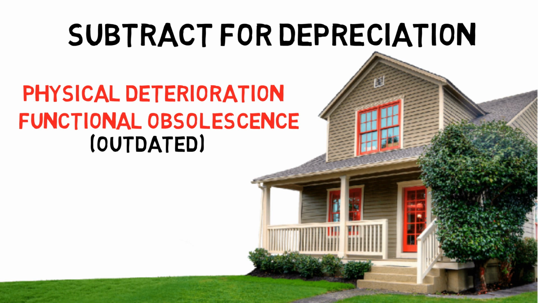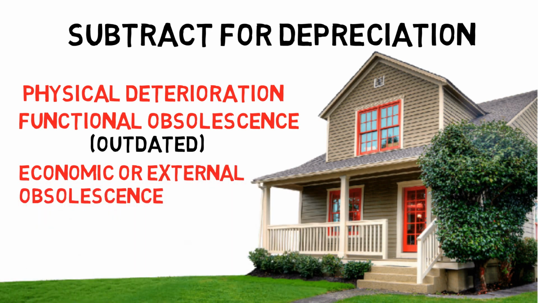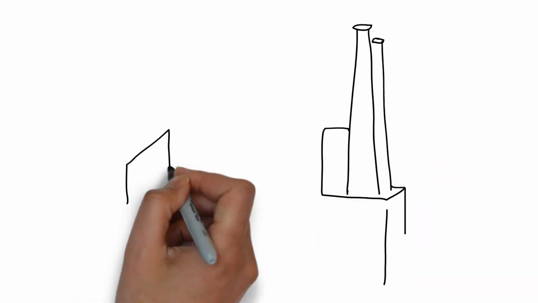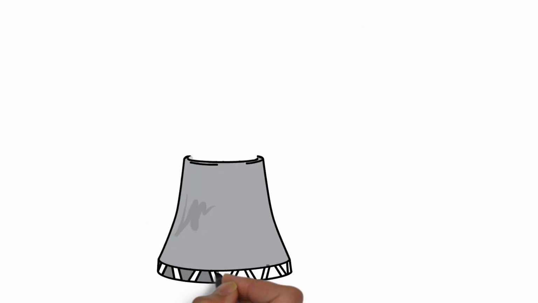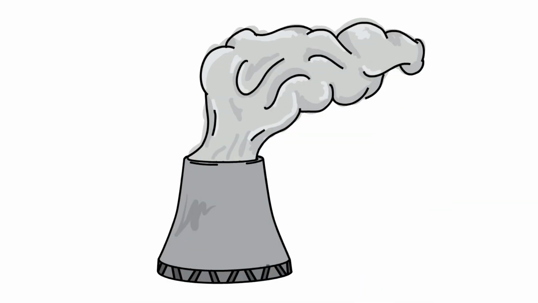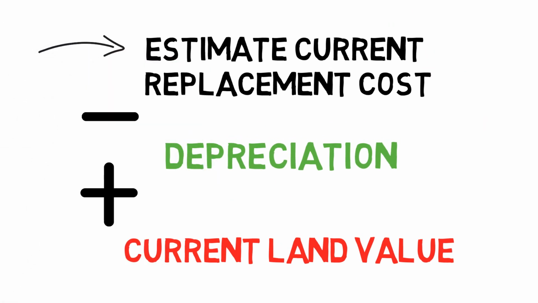The third thing that causes depreciation is economic or external obsolescence, which are problems outside the property lines, such as having a house next door to a sewage treatment plant or having air pollution that invades the property. Those are problems outside the property lines. And finally, step 3 is to add in the current land value. So the replacement cost minus depreciation plus the current land value would give us an estimate of the value.